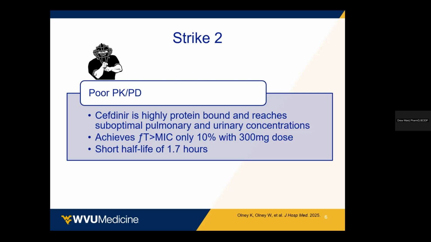Now, the MIC could vary depending on what organism you're targeting, but generally speaking, for most bacterial isolates, we're going to want to target a time above MIC of at least 50%. So you can see that Cefdinir comes in quite below that target, even when using its labeled dose. It also has a short half-life, which kind of explains why that time above MIC is so low, in addition to its high protein binding. It just doesn't concentrate in certain sites very well.